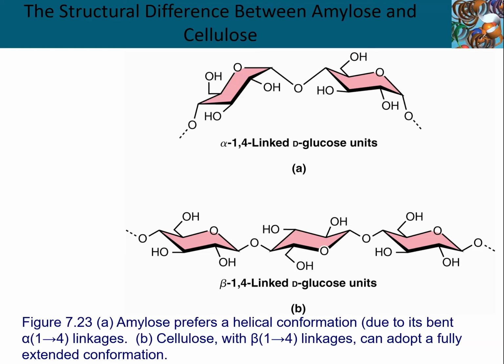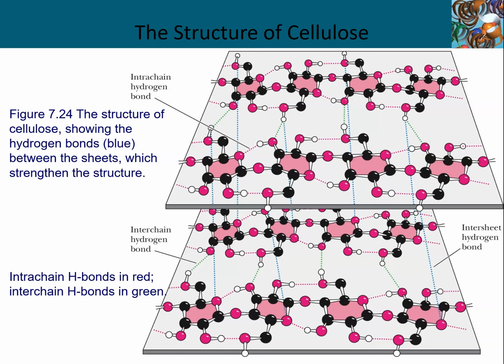So here's a visualization of the difference between your alpha-1,4 linked glucose, where you have a curvature, and then because you have everything flipped alternately, the beta-1,4 is nice and linear. You can extend it, nice linear extended conformations. And in addition to having nice long linear structures, because of the organization of all of the peripheral hydroxyl groups, we can get extensive planar and interplanar hydrogen bonding, which makes for very, very strong structures.